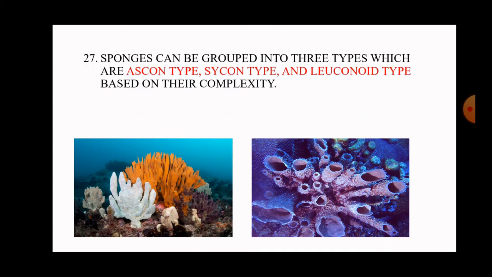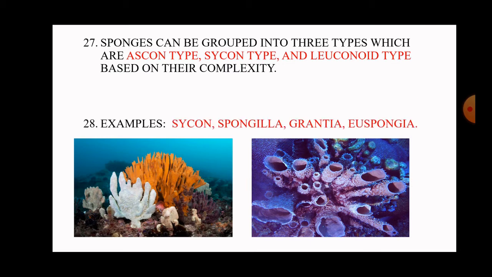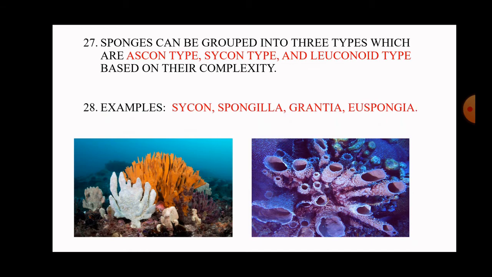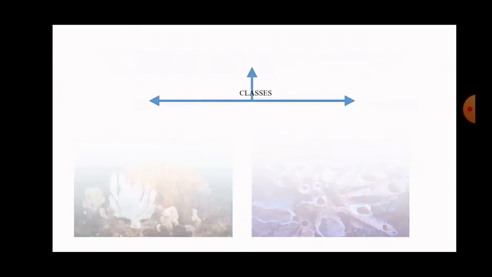Yes, based on the complexity of their body, sponges can be grouped into three types. The first one is ascon type, the second one is sycon type, and the third one is leuconoid type. Some examples of sponges are Leucosolenia, Sycon, Spongilla, Grantia, and Euspongia.